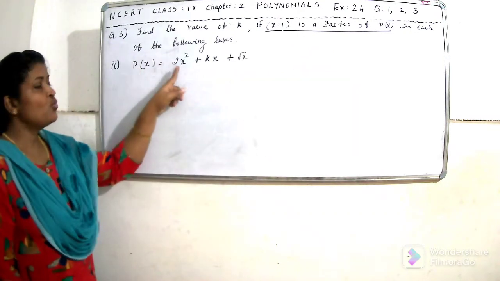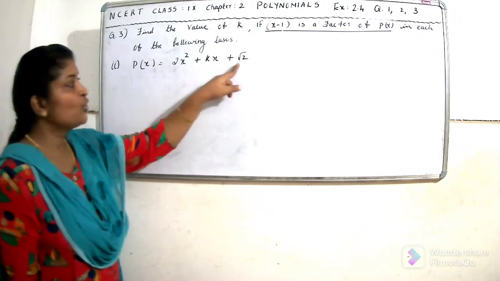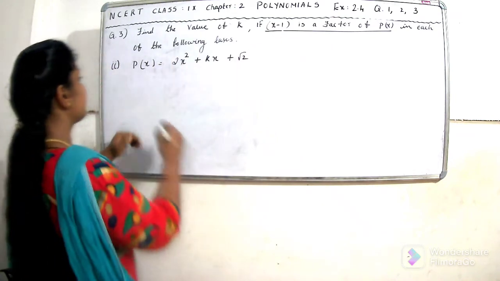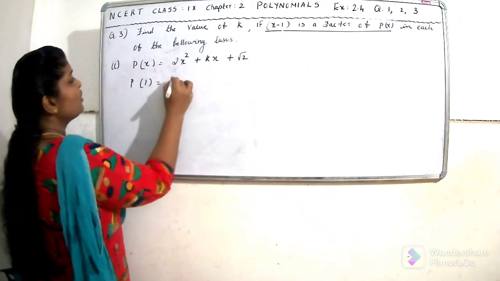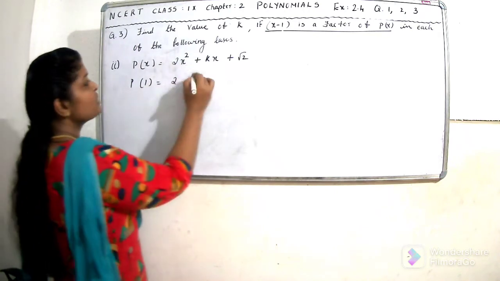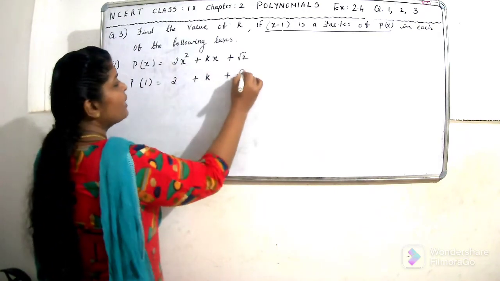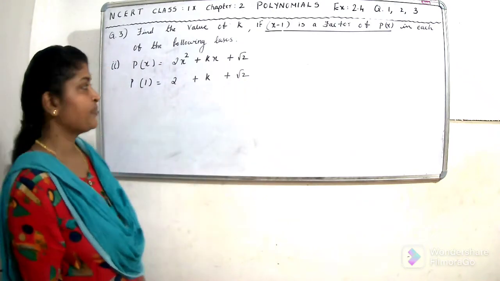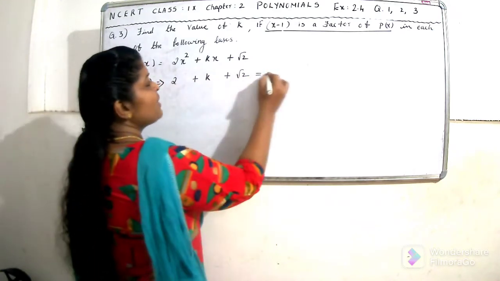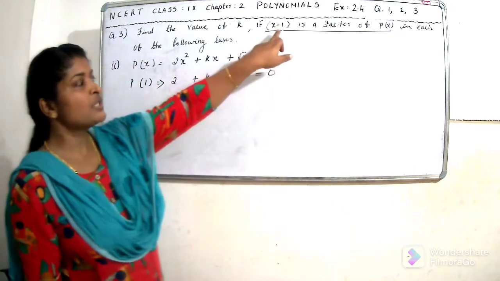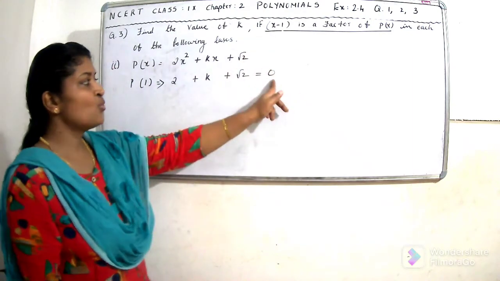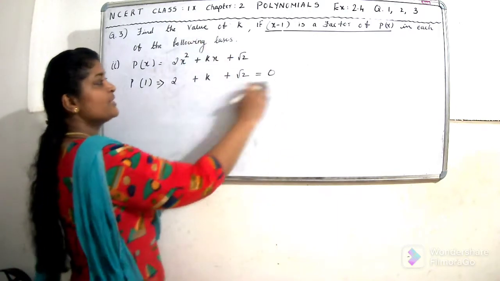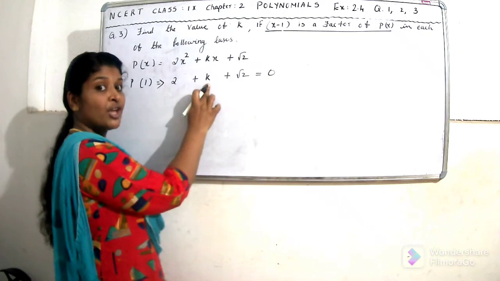p of x is equal to 2x square plus kx plus root 2. What is the zero of this polynomial? That is positive 1. That value we are substituting. So p of 1 is equal to 2 into 1 square, that is 2 itself. Here k itself will come, and here root 2 will come, because there is no variable. Now here we have to substitute 0, because this is already a factor. So we will get the remainder as 0, no doubt in that. So in advance we are substituting that. Now it is a simple equation, and we can find the value of k.